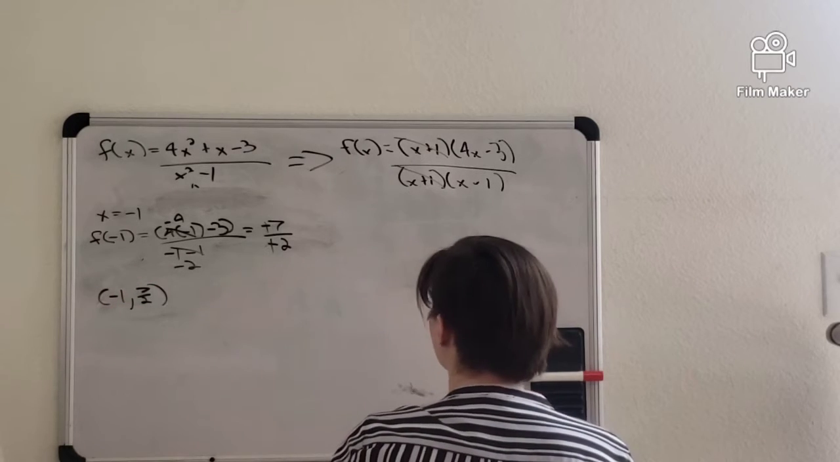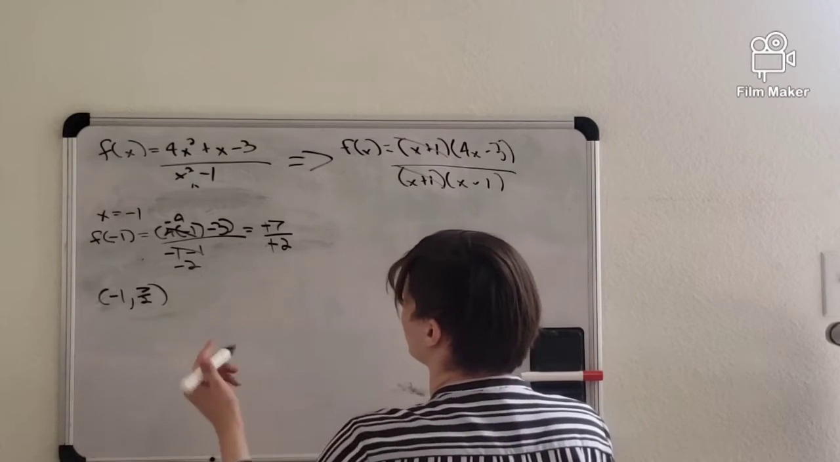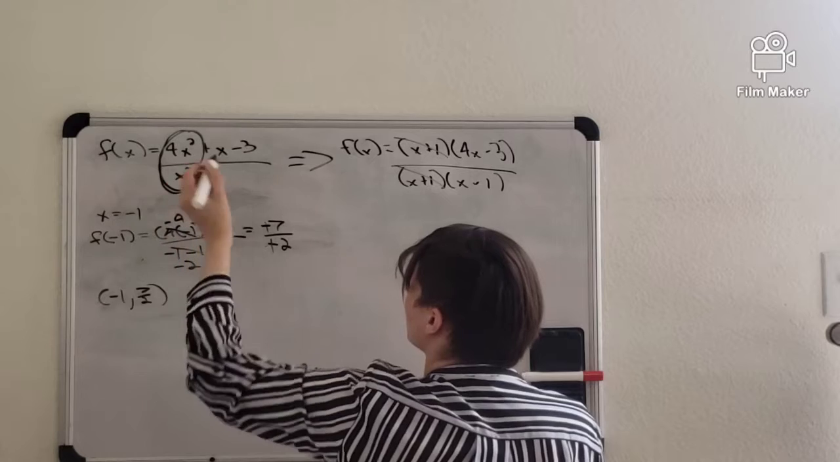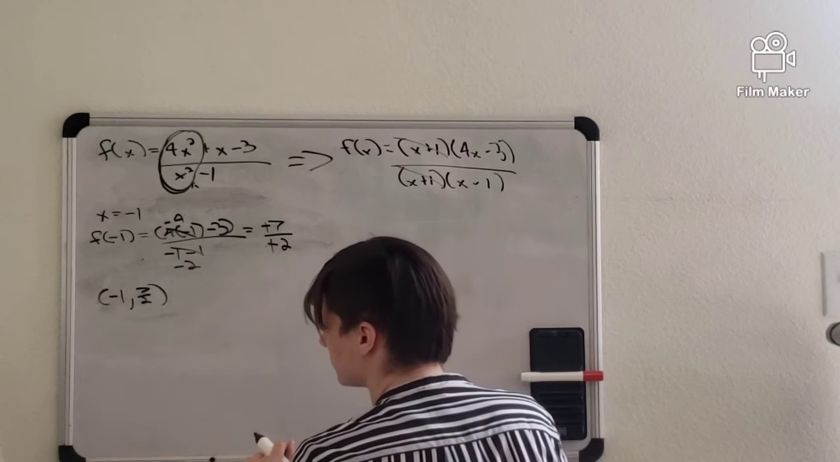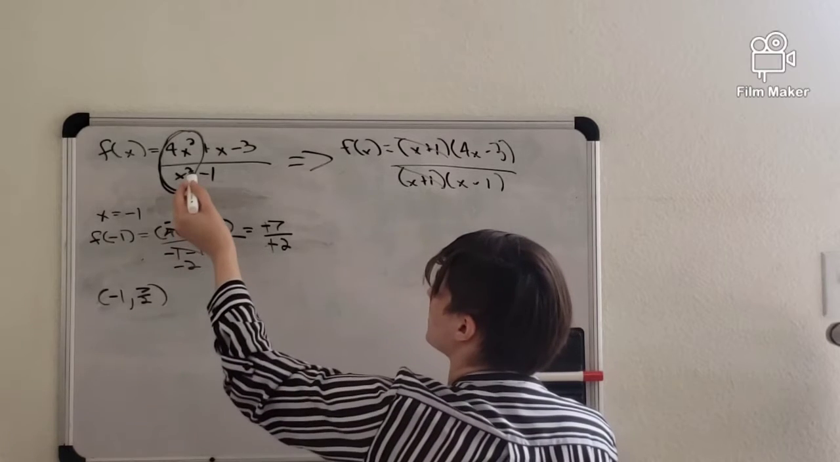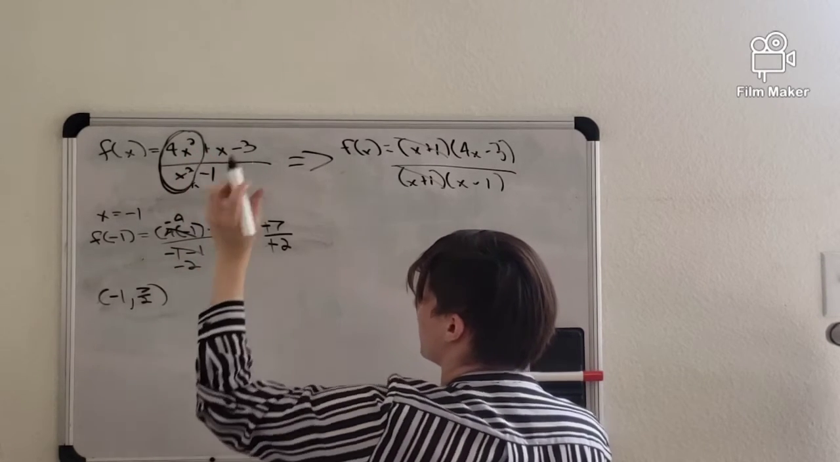The next thing we have to find is our horizontal and vertical asymptotes. Now right away, when we're looking at this equation, we can see that there is going to be a horizontal asymptote. And that's because the degree of the x component is equal in the numerator and the denominator.